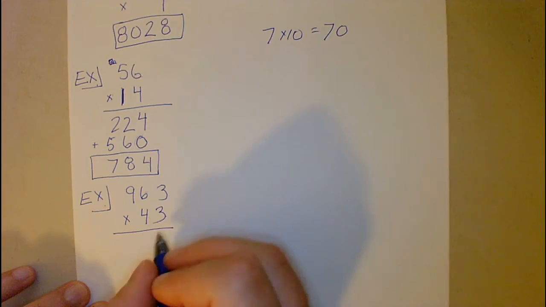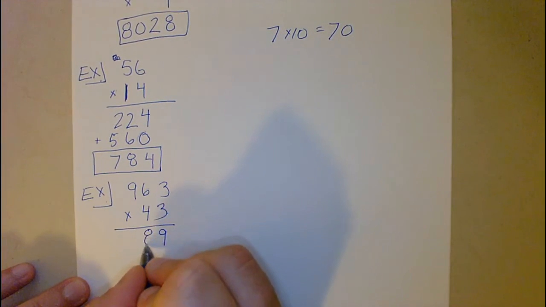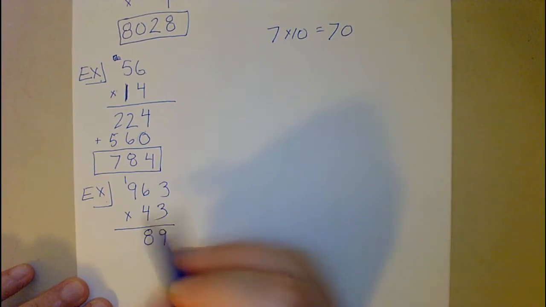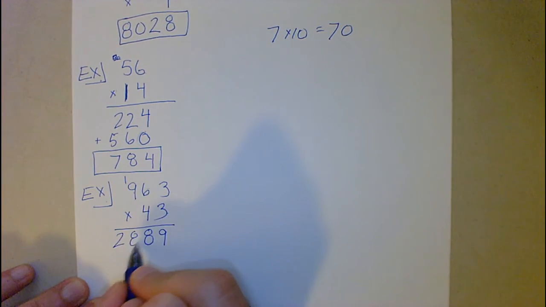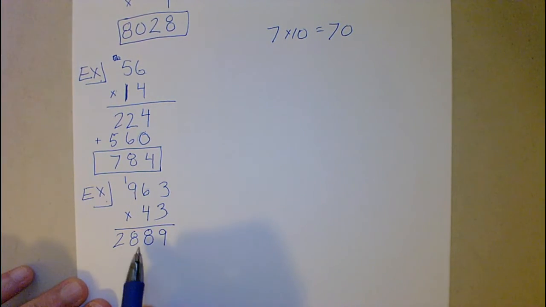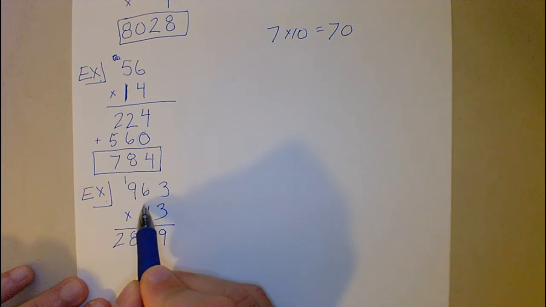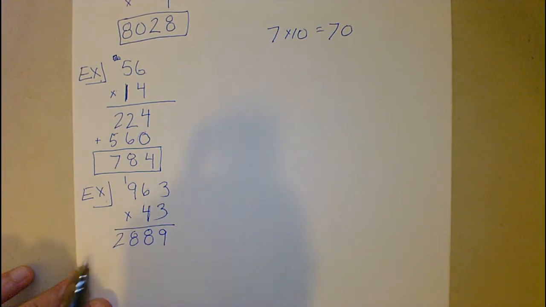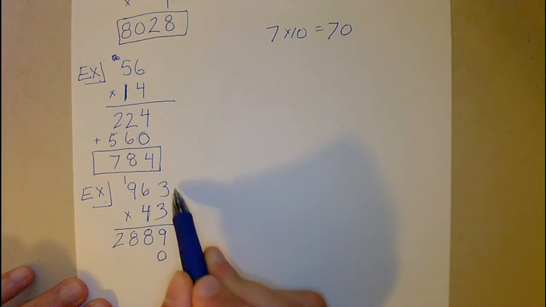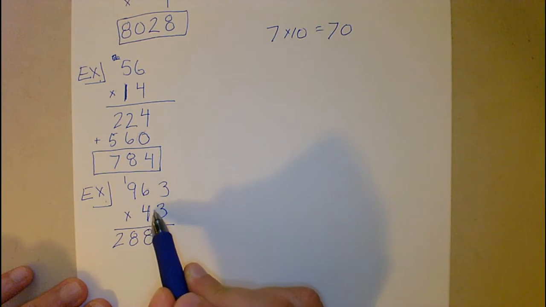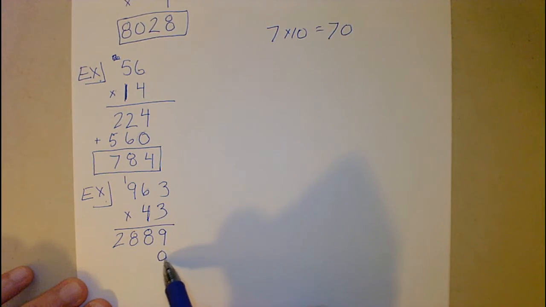3 times 3 is 9. 6 times 3 is 18, so I put the 8 there, carry the 1. 3 times 9 is 27, plus 1 more is 28. So we get 2,889. Now I'm going to multiply by this 4. It's technically not a 4, it's a 40. So I'm going to multiply 4 by all this stuff up here, and then since it's really a 40, I'm going to add that 0 onto the end right there.